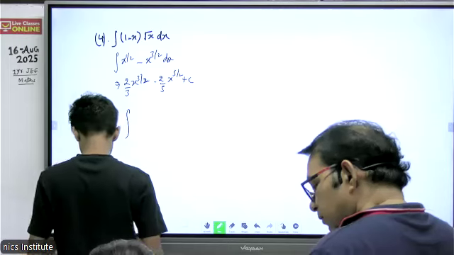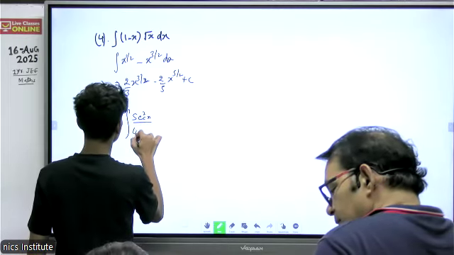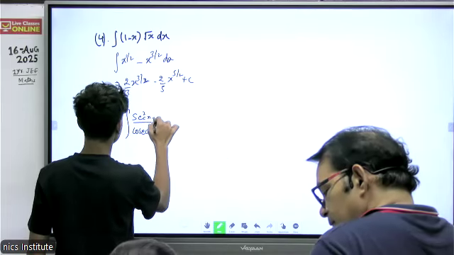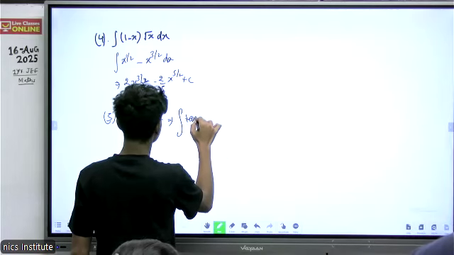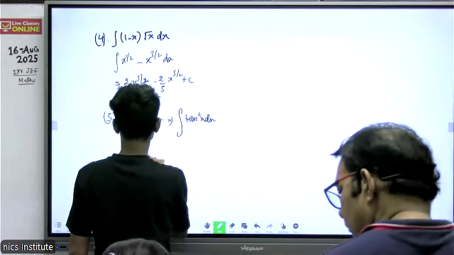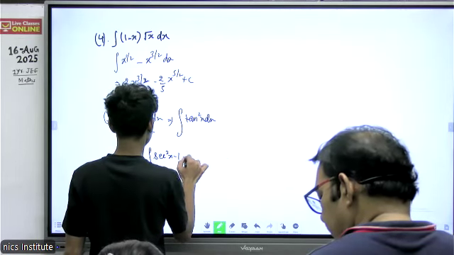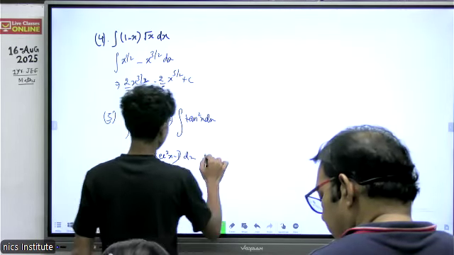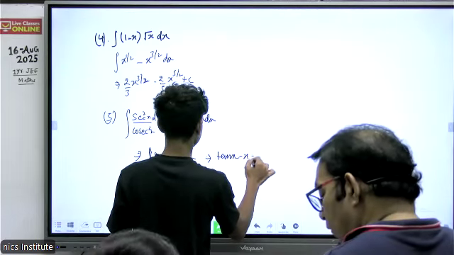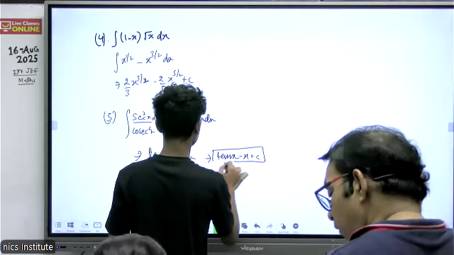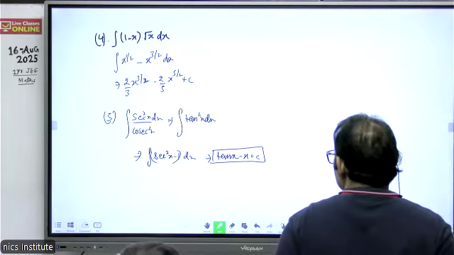Convert sin and cos. Tan square x. How to integrate this? Convert tan, yes, it will be sec square x minus 1. Write it on the board, dx. Okay.